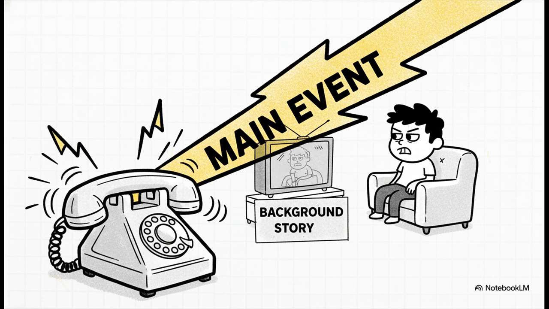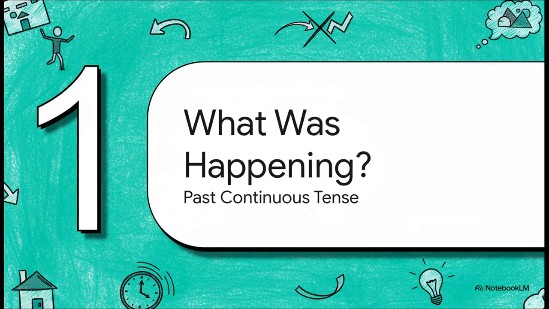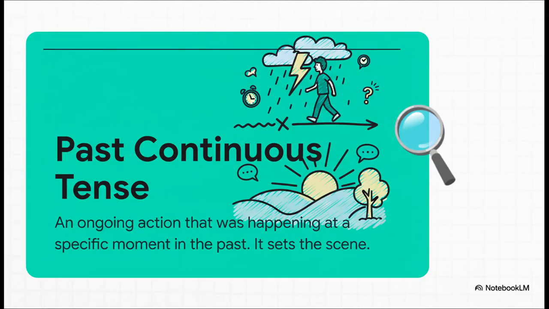That first part, I was watching TV, that's the tense we're focusing on today. So, what was happening in that moment? That's really the core question the past continuous tense helps us answer. So here's the key thing to remember. We use the past continuous to talk about an unfinished or ongoing action at a specific time in the past. It's the perfect tool for setting the scene and giving your stories a really rich, descriptive background.